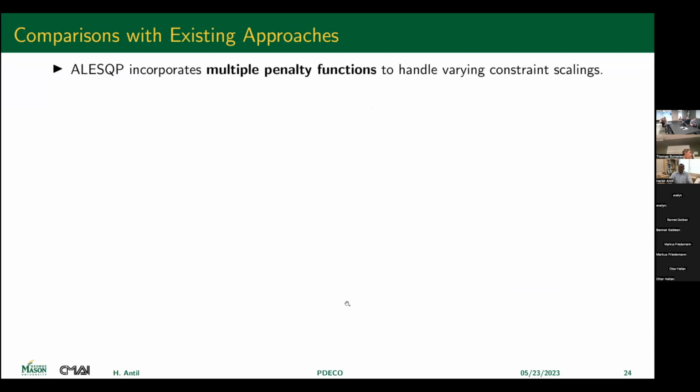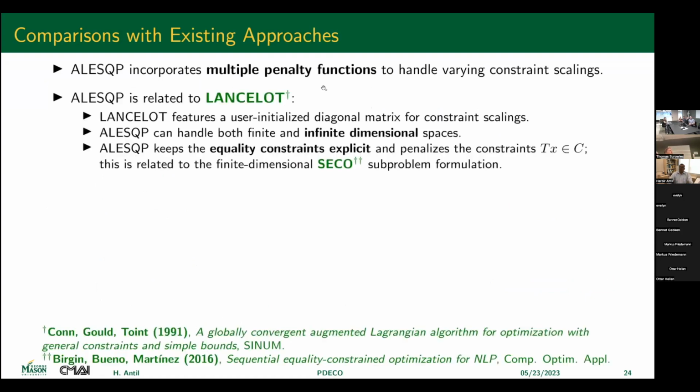So just to compare this with existing approaches, our approach encompasses multiple penalty functions to handle various constraints. This approach is related to the so-called LANCELOT, which is a well-known, well-established method, but it's all in finite dimensions. And it penalizes the equality constraints. We are penalizing the inequality constraints. We have different penalty parameters corresponding to different constraints. In this article, or this algorithm SECO, it tries to penalize the inequality constraints, but everything there is also in finite dimensions.